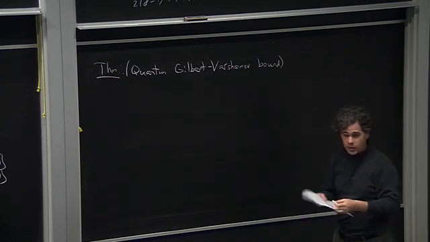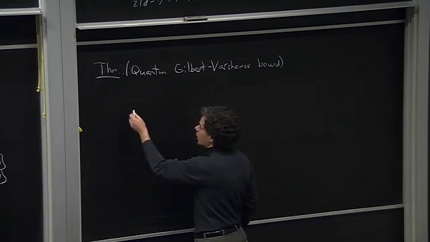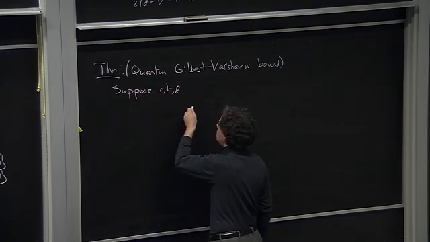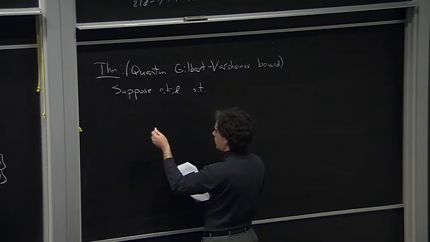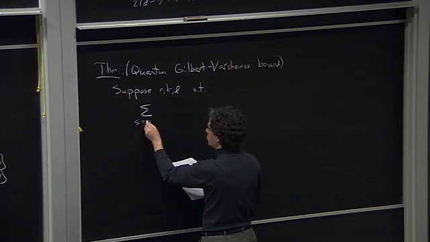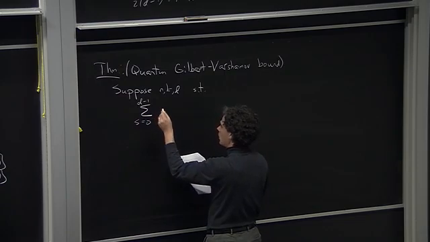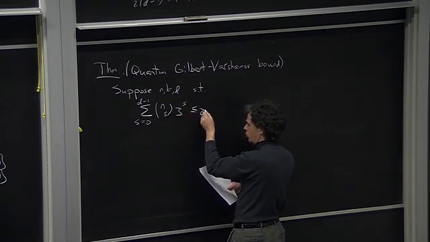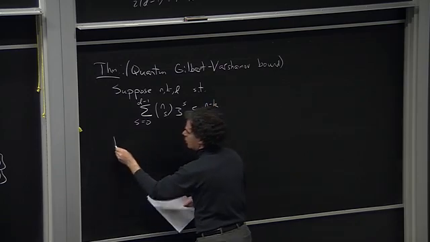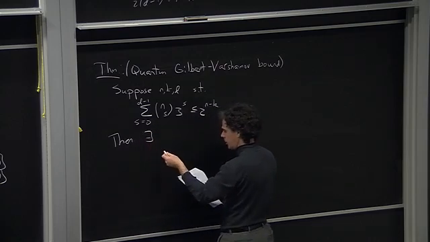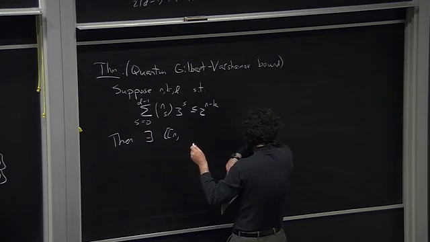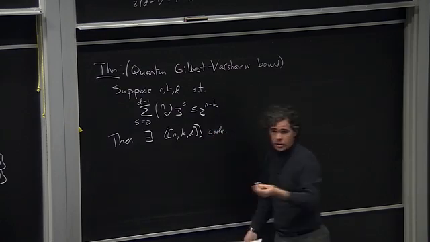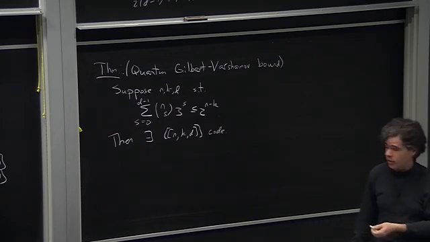Again, a quantum analog of the classical Gilbert-Varshamov bound. Suppose we have n, k, and d such that the sum over s from 0 to d minus 1 of n choose s times 3 to the s is less than or equal to 2 to the n minus k. Then there exists an [[n, k, d]] code. In fact, what I'm going to show is that there exists a stabilizer code with these parameters.